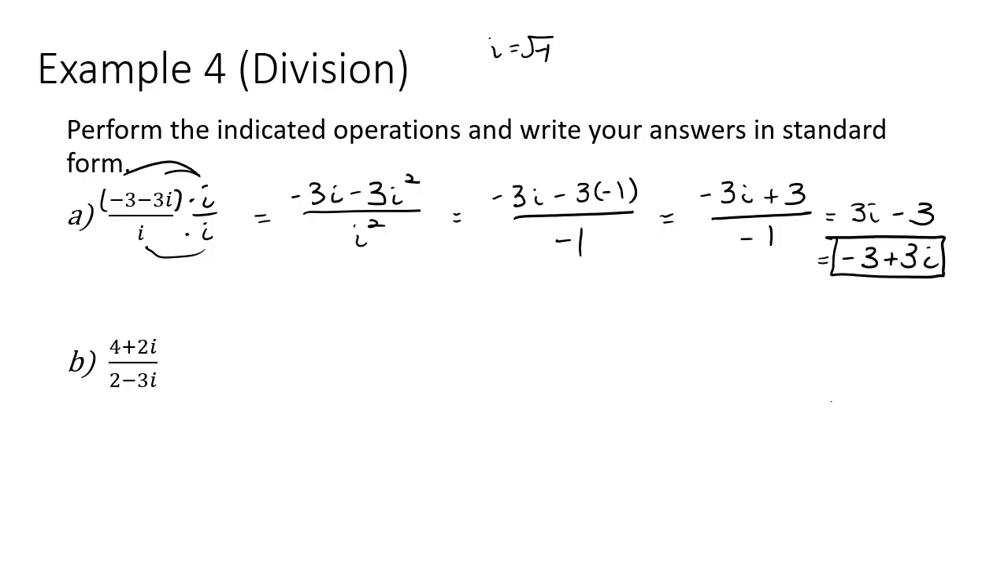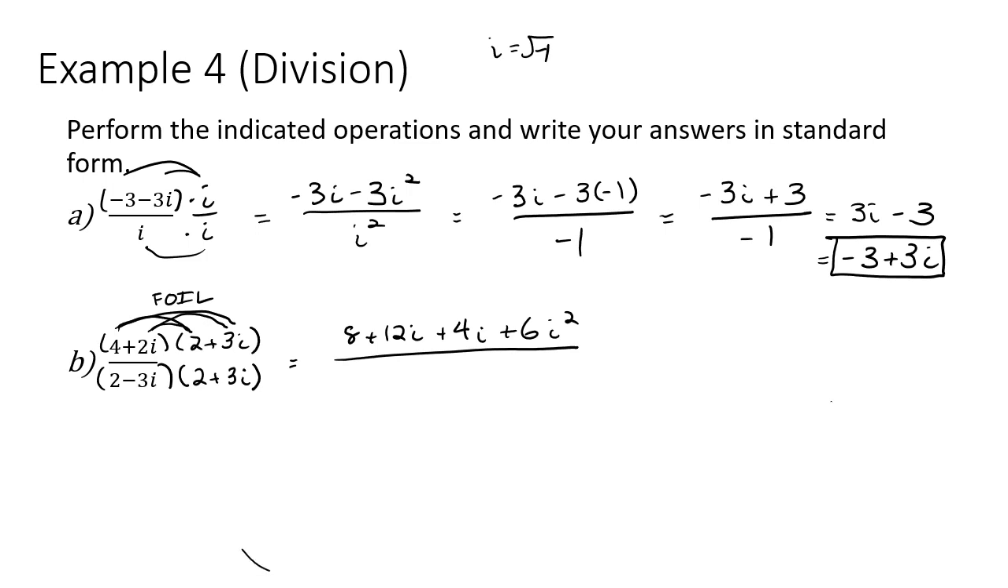For part B, if we want to divide these two, what we're going to have to do is essentially rationalize the denominator. I want to multiply by the conjugate. So if it's 2 minus 3i, I want to multiply by 2 plus 3i. Whatever I do to the bottom of the fraction, multiply the same thing into the top. So now we have to FOIL. So in the numerator, we're going to have 8 plus 12i plus 4i plus 6i squared.